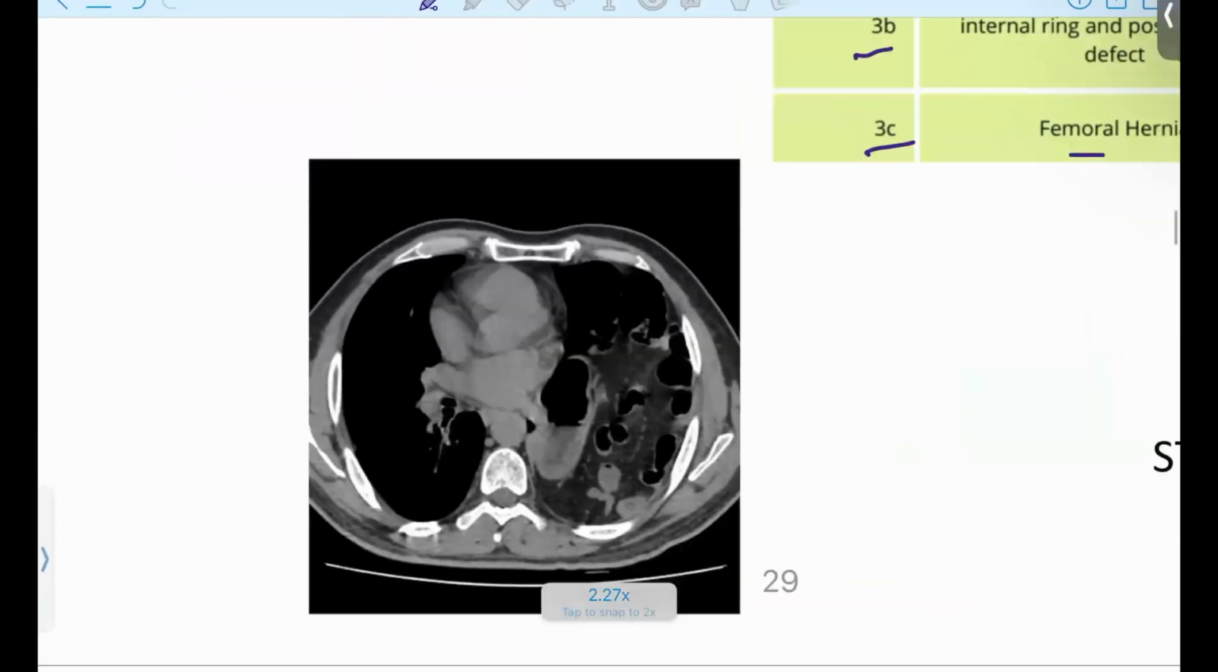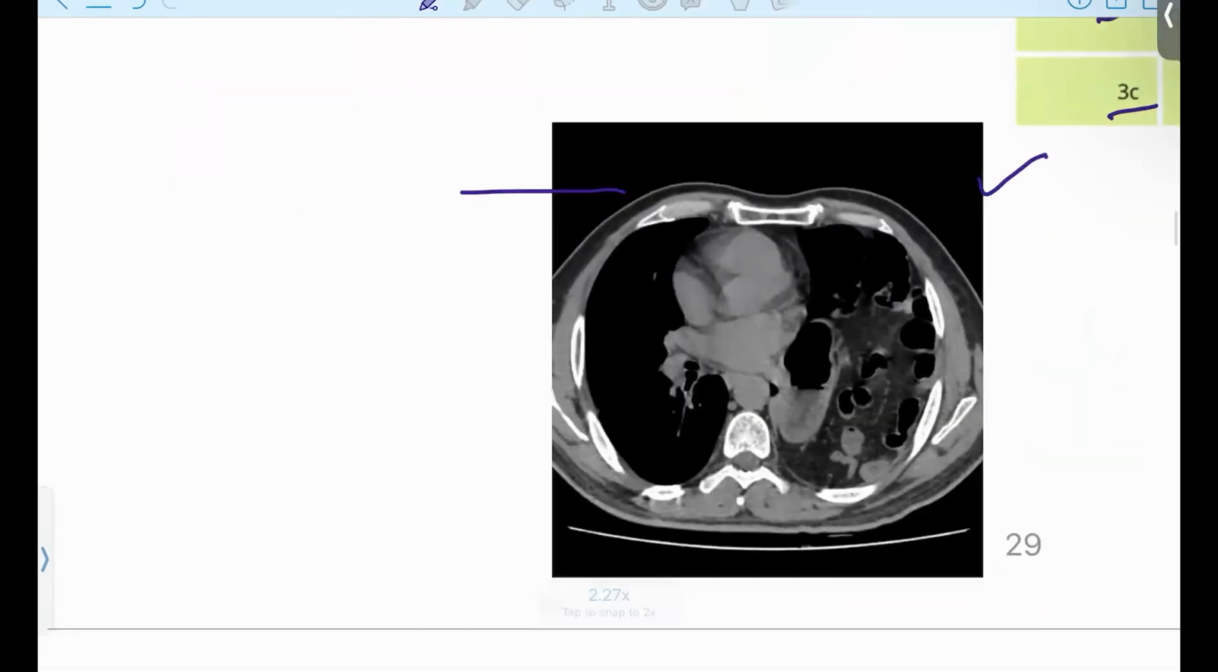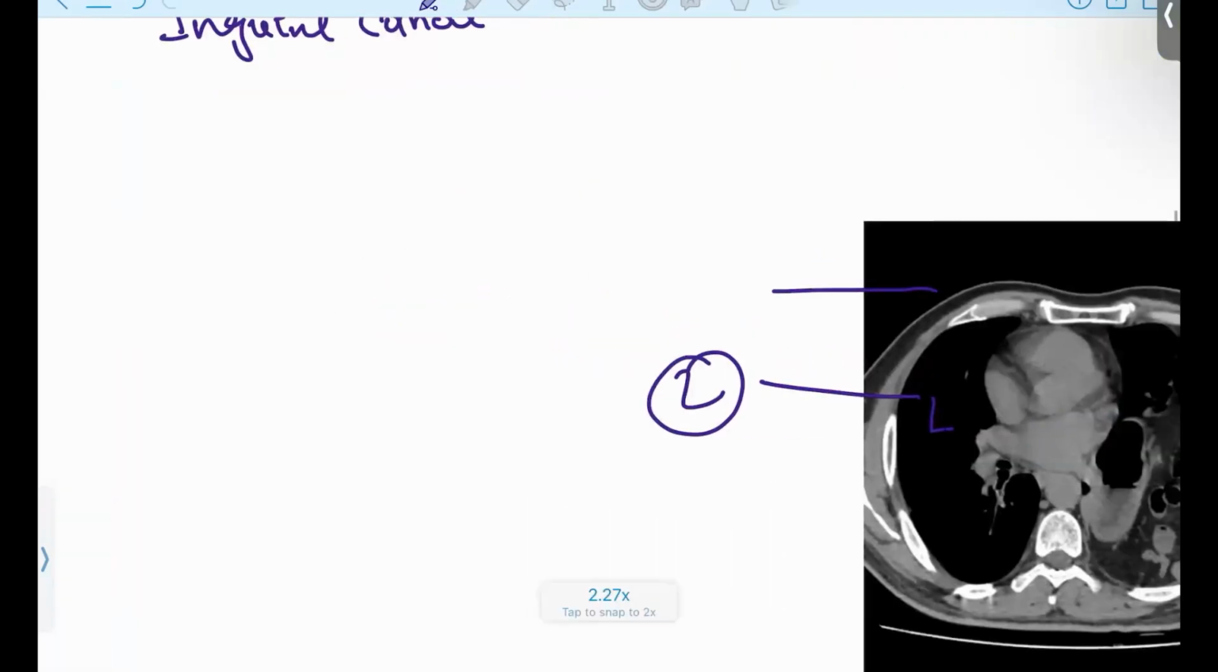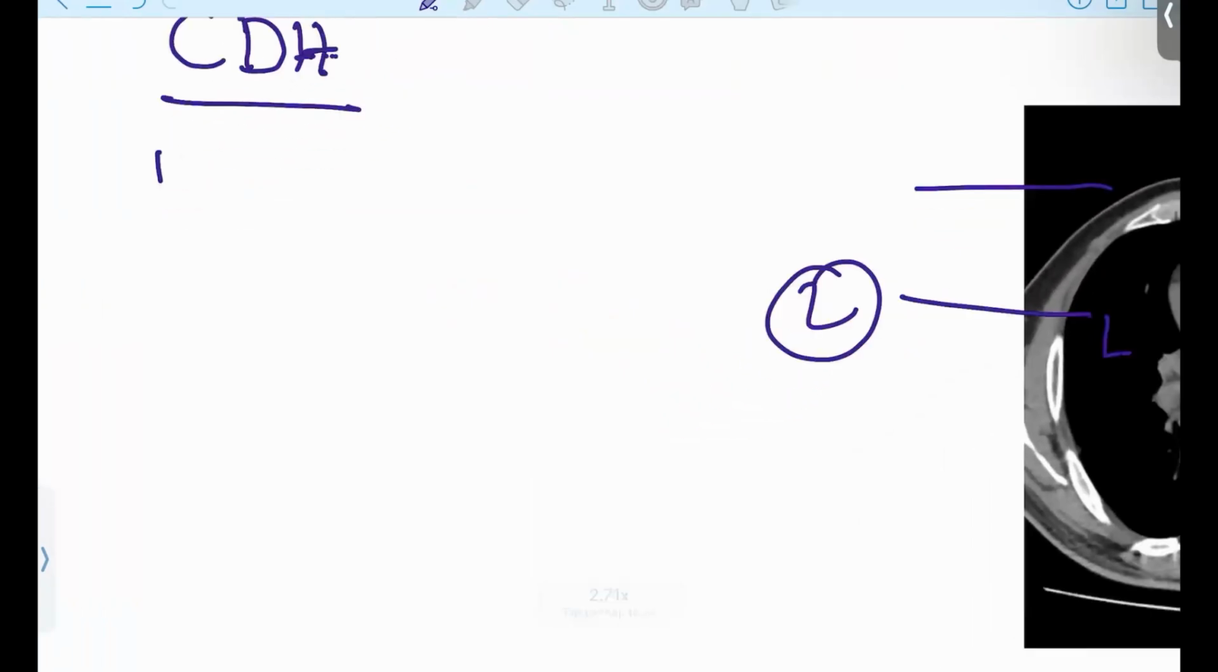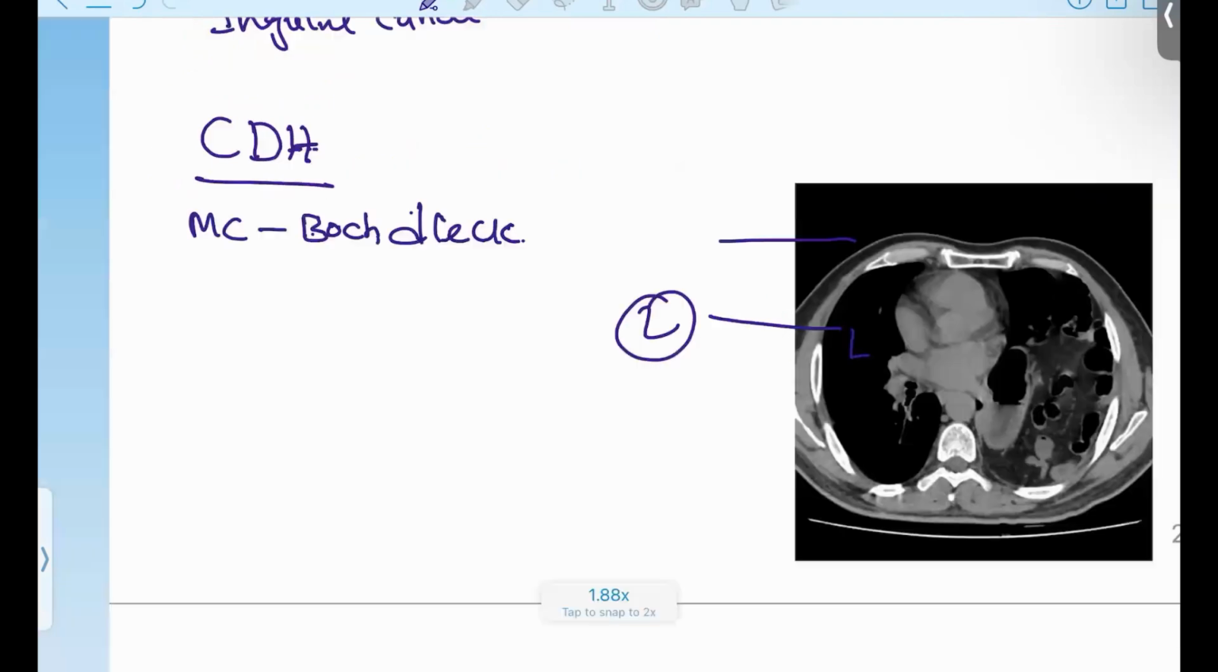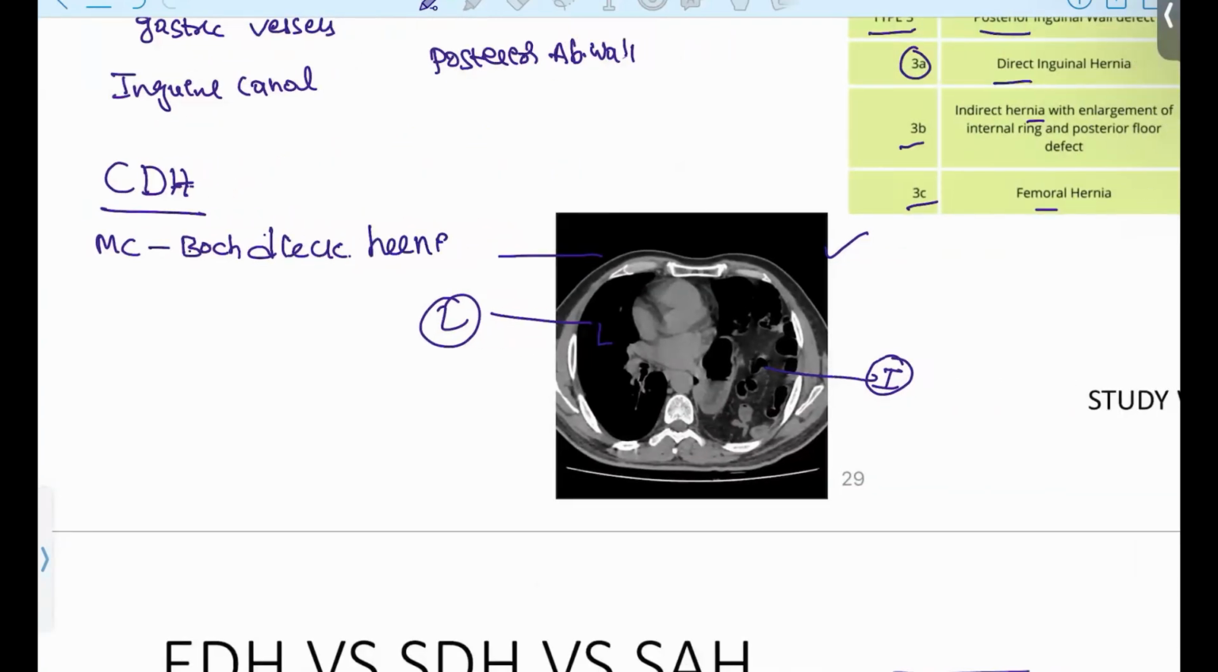So next, coming to this question, this was asked in the last FMG examination. Here you can see this is the lungs only, but here you can see these are intestinal contents. What is this condition? Congenital diaphragmatic hernia. The most common cause is Bochdalek hernia. This Bochdalek hernia is most commonly seen on the left side, and the posterolateral side is where it is visible.